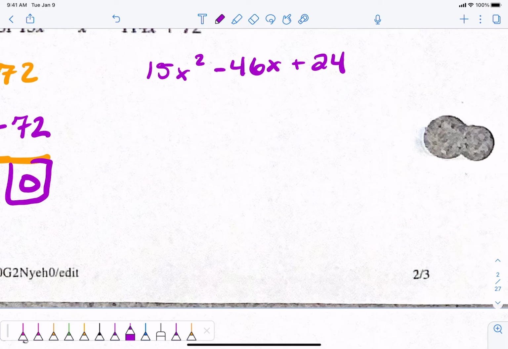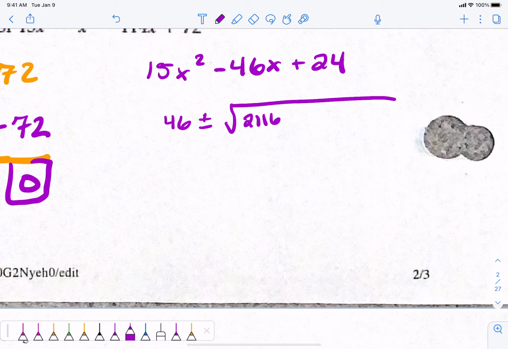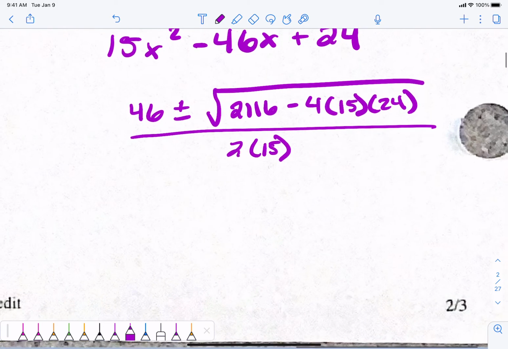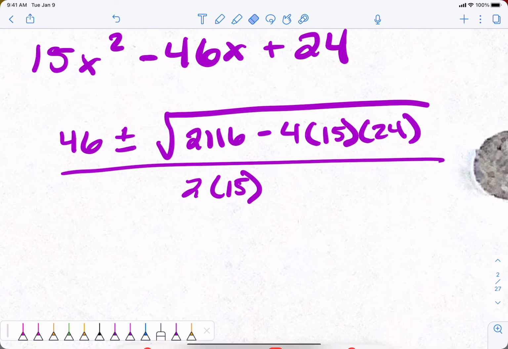So negative b will be 46 plus and minus the square root of 46 squared, which is 2116, minus 4 times a times c, all over 2 times a. We're going to figure out these decimal places exactly. Couldn't we just look at the graph? If we look at the graph, we will guesstimate where it's crossing. We're going to find the exact place.